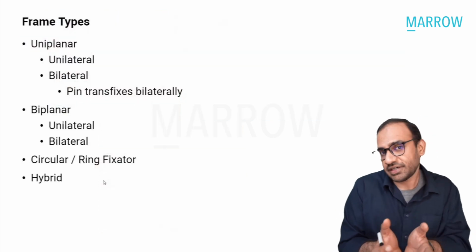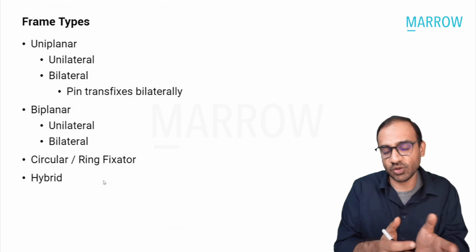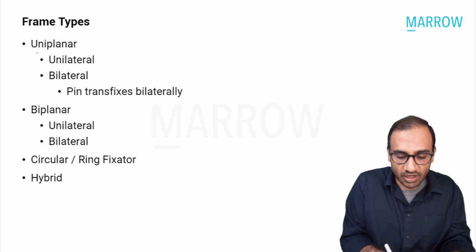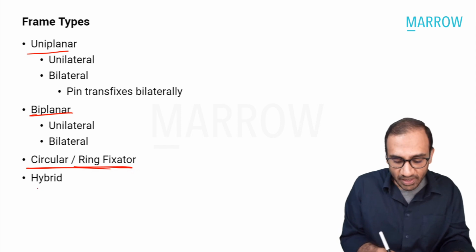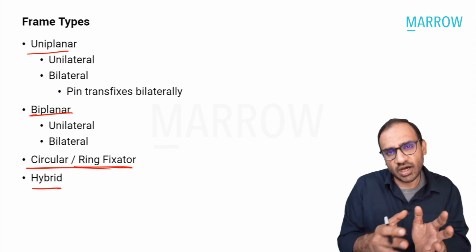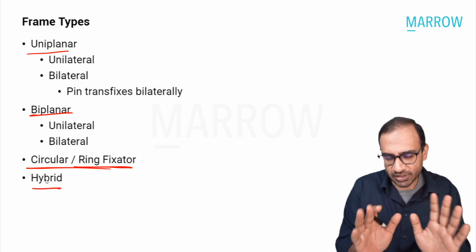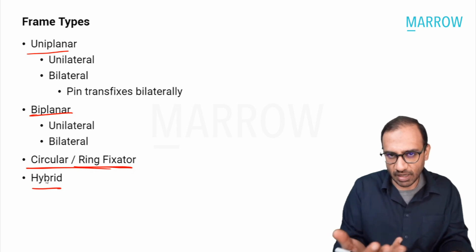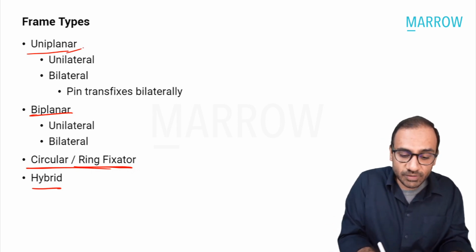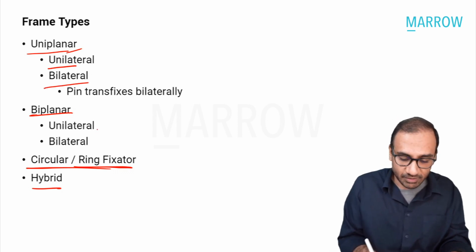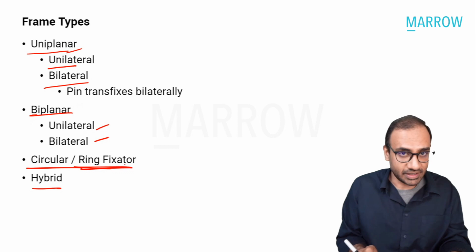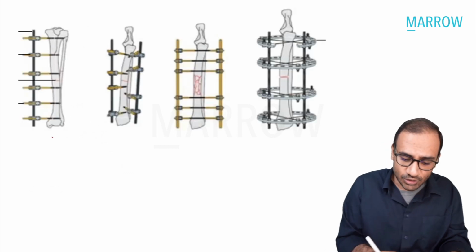Now, the external fixators, or the frames that we use to fix the bone outside the body, can be divided into uniplanar, biplanar, or ring fixators. Okay, and there are hybrid types also that use uniplanar with ring fixator components. But just bear with me, I'll make you understand. Don't worry about it. Now, uniplanar external fixators can be unilateral or can be bilateral. Biplanar again can be unilateral and bilateral, and there can be ring fixators. So let me show you this.